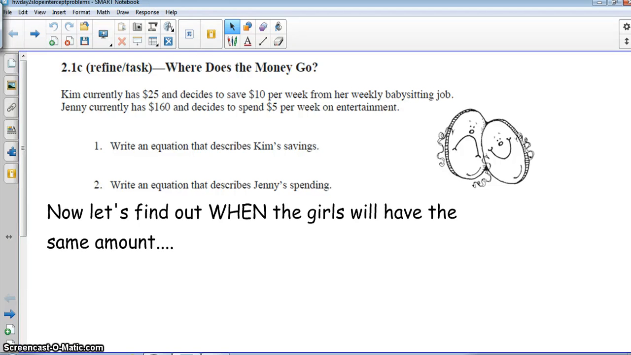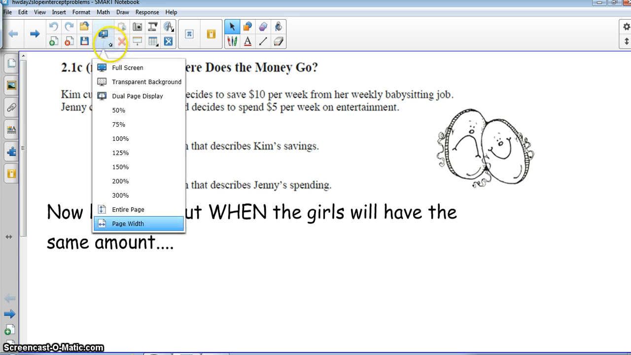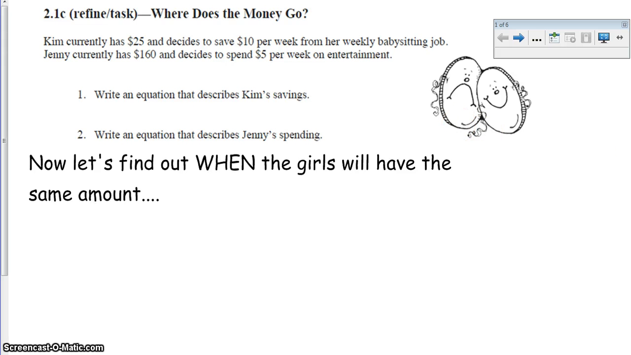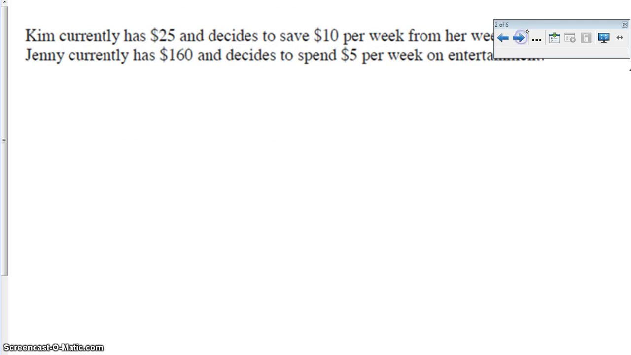So today we're going to talk about slope-intercept systems of equations, and we're also going to talk about verbal models. In this case, Kim currently has $25. She's a good girl. She decides to save, but Jenny has a bunch of money, and she's just decided she's going to spend it. So let's find out when the girls have the same amount.